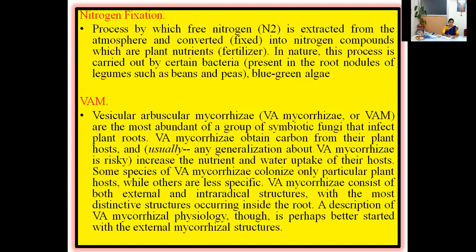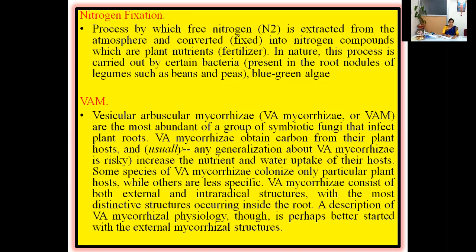Next, coming to VAM, the full form of VAM is vesicular arbuscular mycorrhiza. Vesicular arbuscular mycorrhiza or VAM are the most abundant of a group of symbiotic fungi that infect plant roots. These fungi obtain carbon from their plant host, and any generalization about VAM is risky, but they increase the nutrient and water uptake of their hosts. Some species colonize only particular plant hosts, while others are less specific.